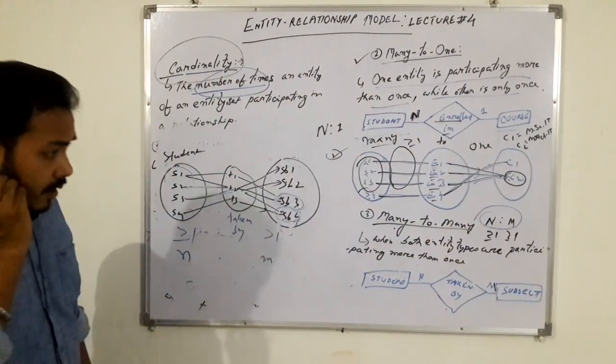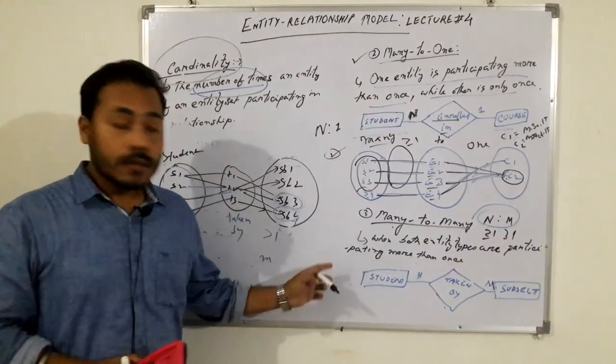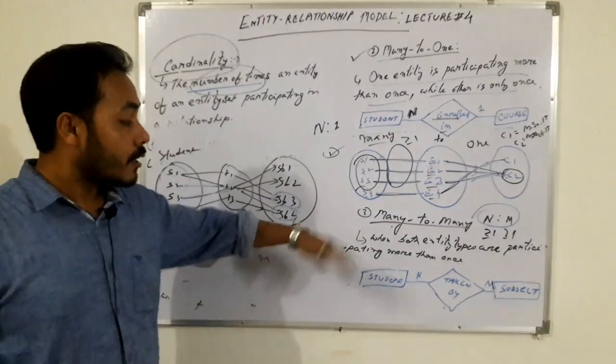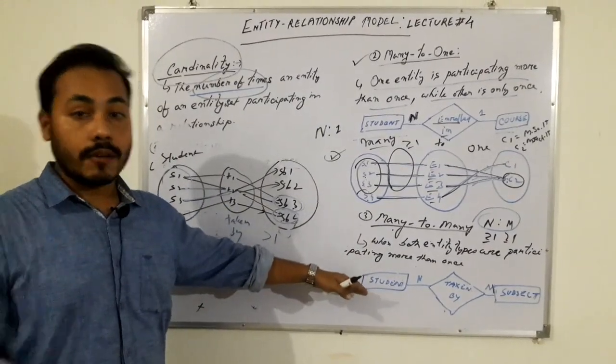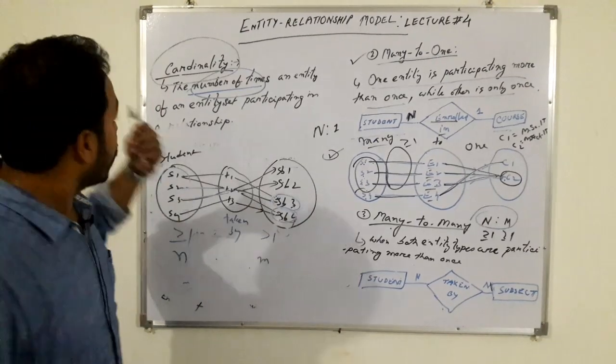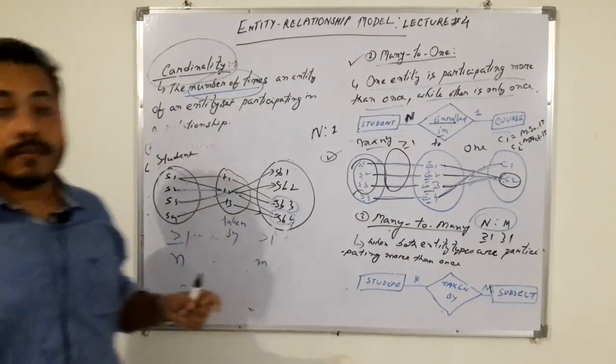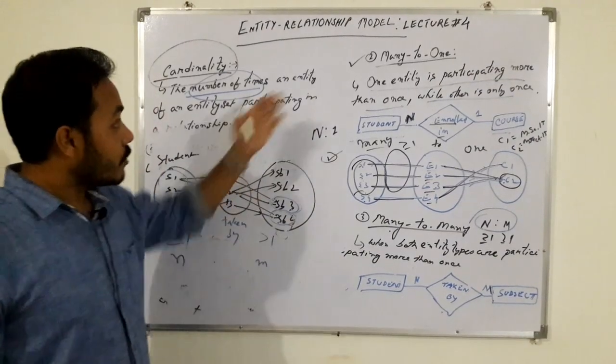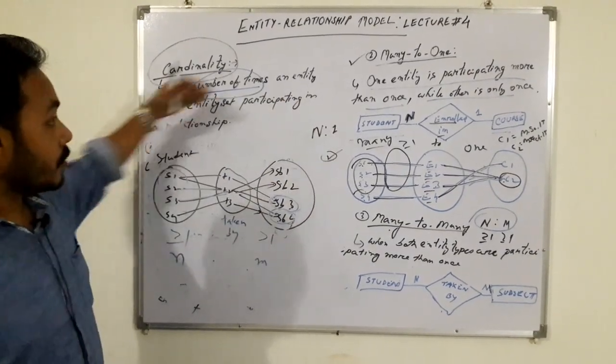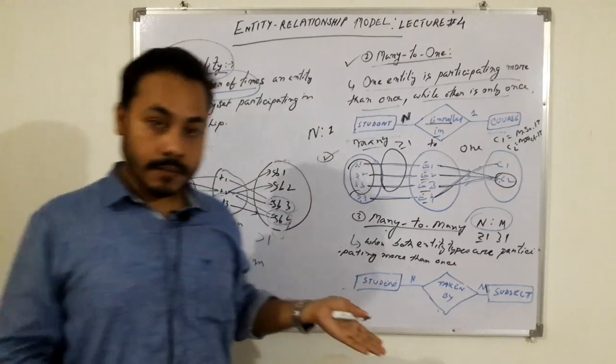I hope this is clear to you. Again, I am telling you to try to frame one more example and comment it. So guys, I hope this cardinality concept is very clear to you. If you have any doubt about the different terminologies that we have covered in today's class, then do ask me.